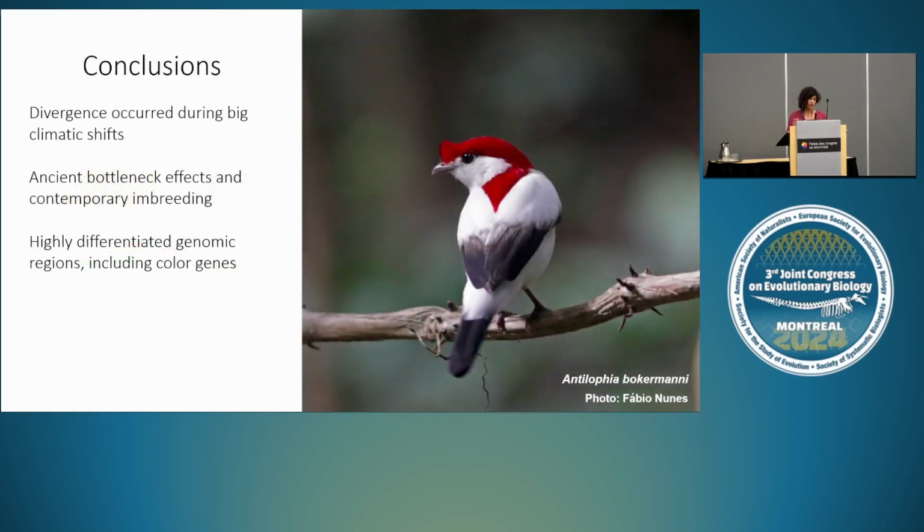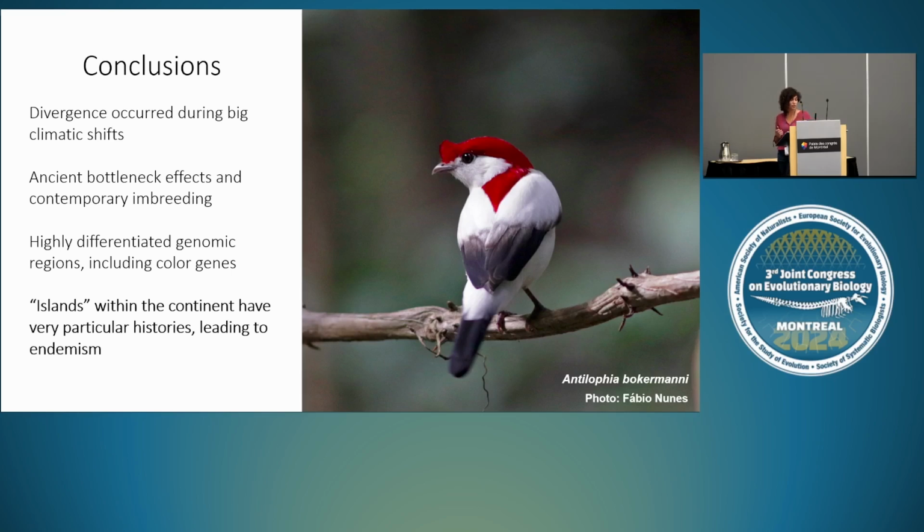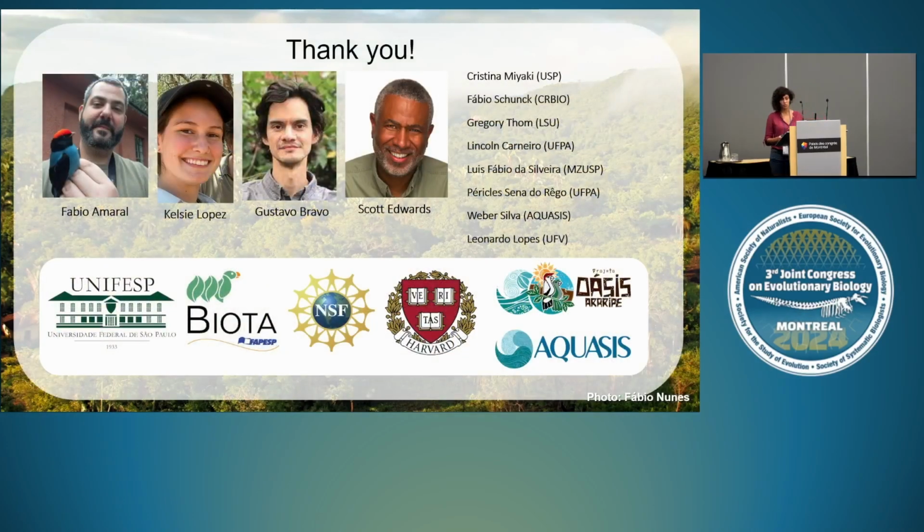So in summary, we found that divergence occurred during big climatic shifts and that ancient bottleneck effects and contemporary breeding have led to the diversification of these species on top of a little island in the middle of the continent. And this led to highly differentiated genomic regions with some phenotypic effects, including the color genes. And finally, I would like to highlight that these islands within the continent are not so tall, but they have a very particular history with a great potential to lead to different species and endemism. And with that, I'd like to thank all my collaborators, and I'm happy to take any questions if we have time.